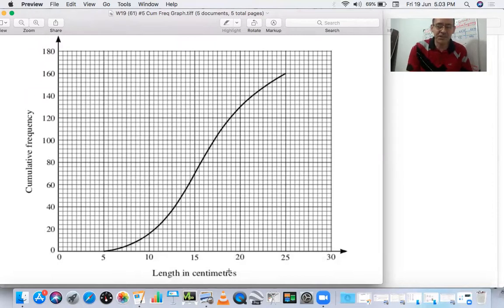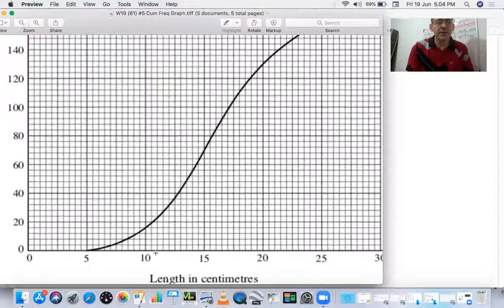Now, pay attention to your scale. For 5 units, there are 10 little boxes. That means you have to go 2 boxes for one number. So here's 10, so 2 boxes over would be 11, 2 more boxes, 12, 2 more boxes, 13, 2 more boxes, 14. So this is 14 right here.